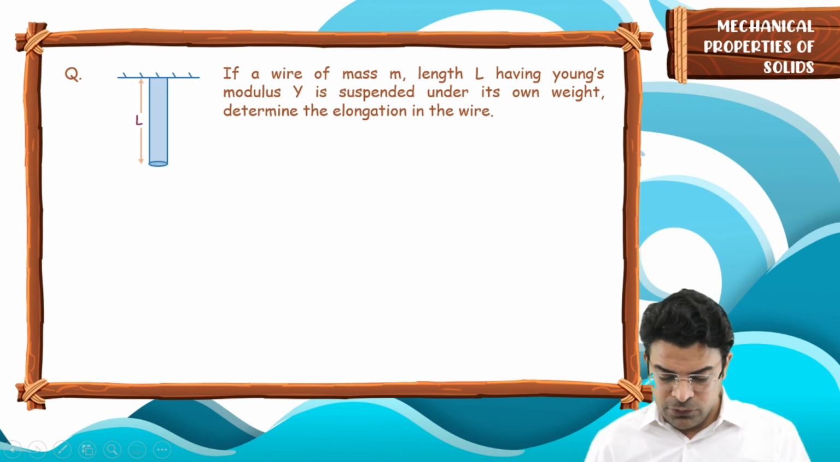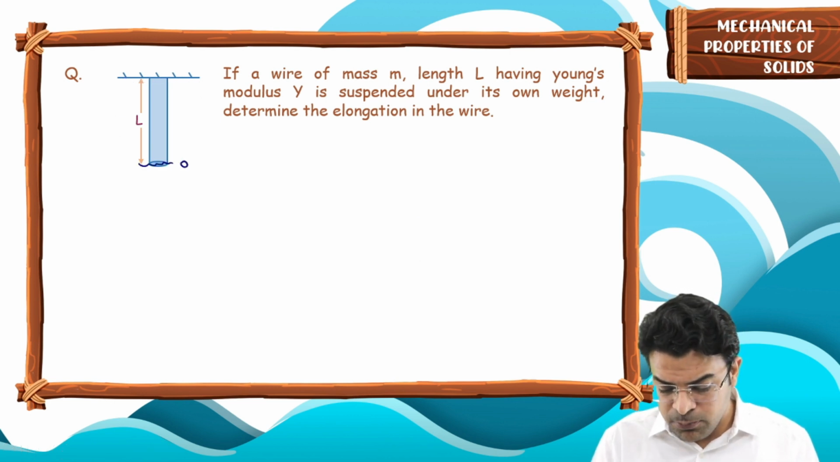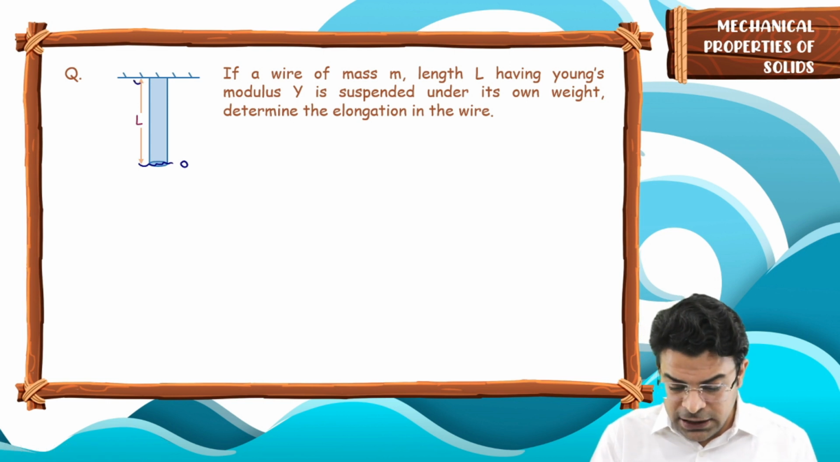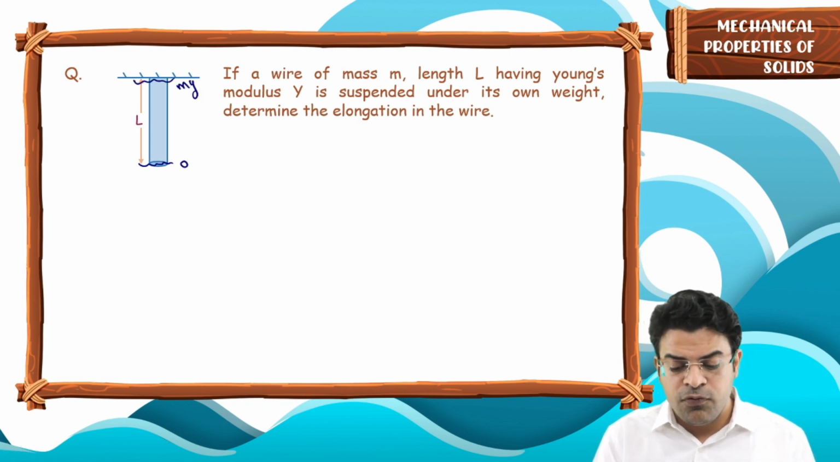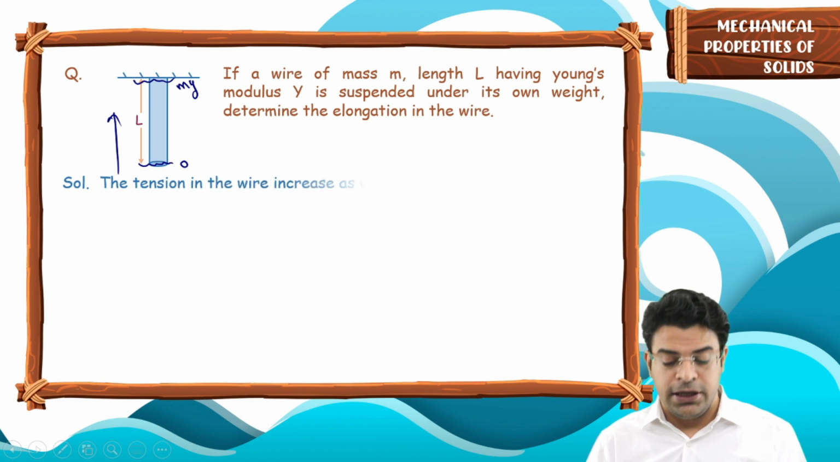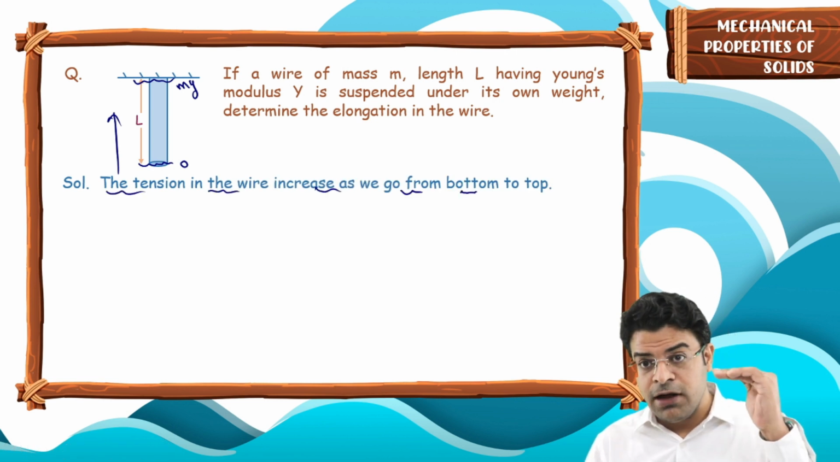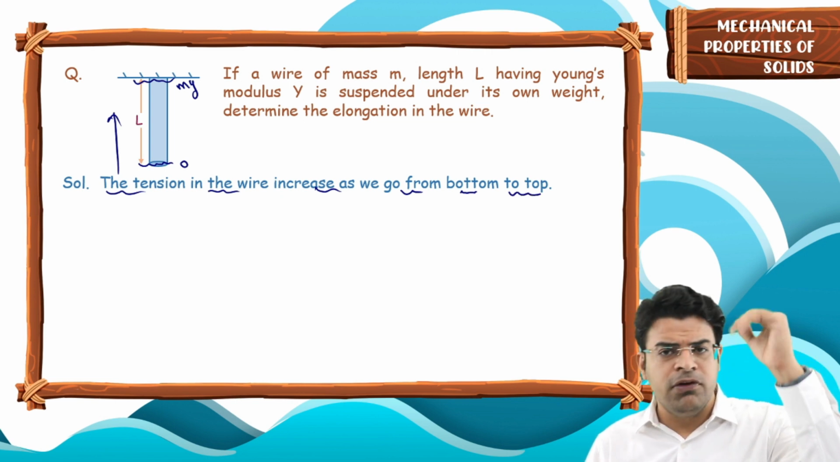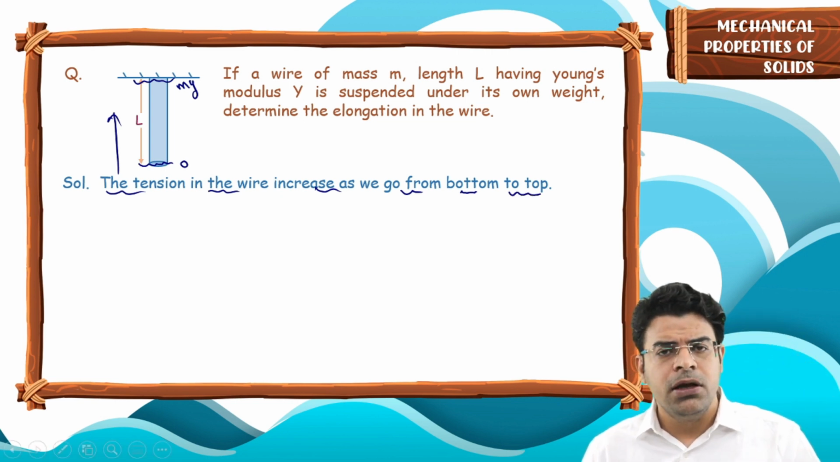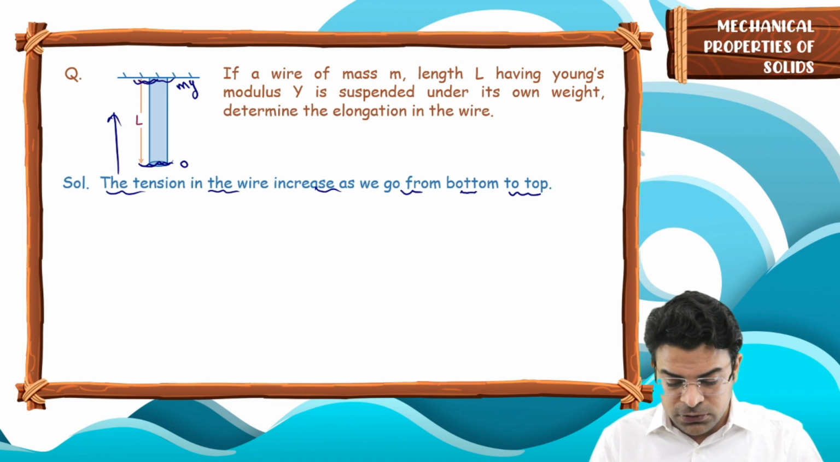So you will say, at the lowest end, at the bottom, the tension is 0. And at the highest point, the tension is mg. So as we move from the bottom to the top, the tension keeps on increasing. The tension in the wire increases from the bottom of the wire, where the tension is 0, to the top of the wire, where the tension is mg.